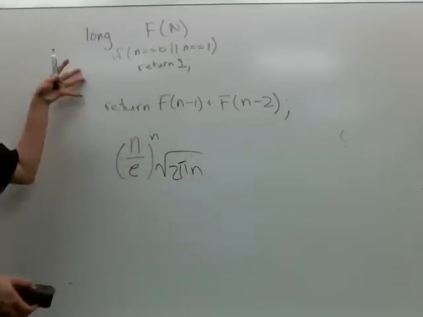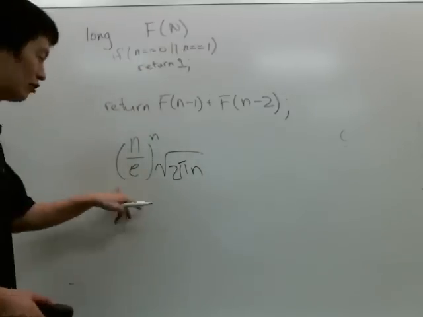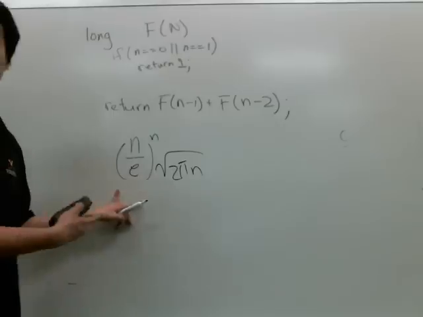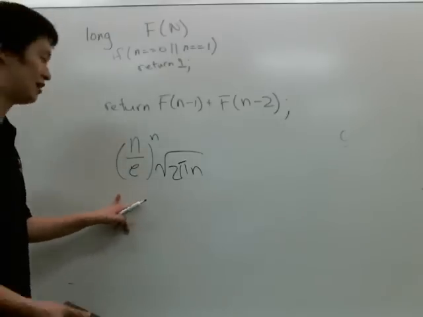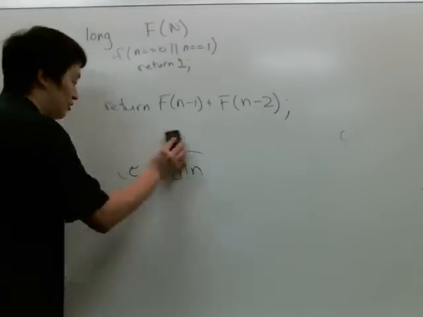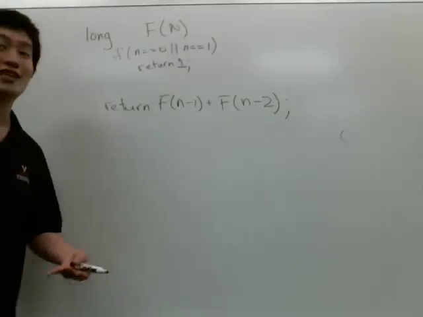So if you implemented this function, then you will have a big O behavior that's similar to the rate at which the Fibonacci sequence grows. And it's a really ugly function. So instead, we can leverage something called dynamic programming.